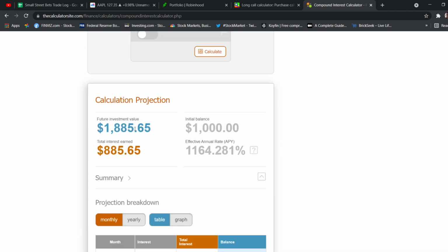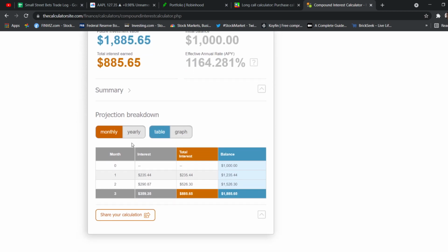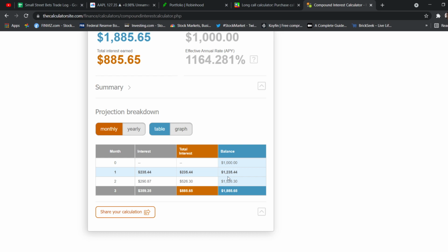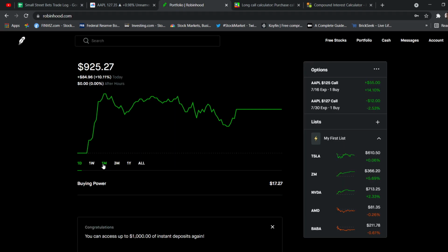So if we actually look at the compound interest calculator, we're only looking for $1,235 by the end of the month. So I think we can actually hit $1,500 by the end of the month, with how Apple is going and with how Apple is looking. But 5% a week is only the goal, and we have a whole month expiration on Apple.